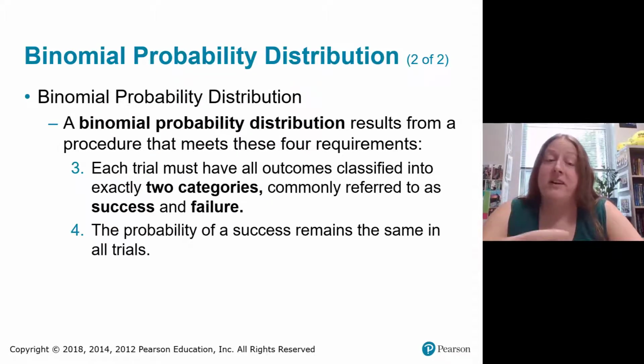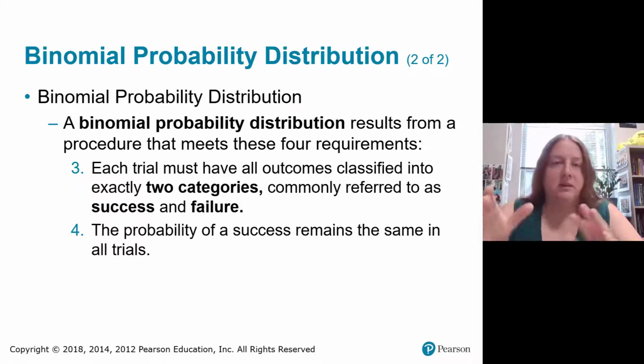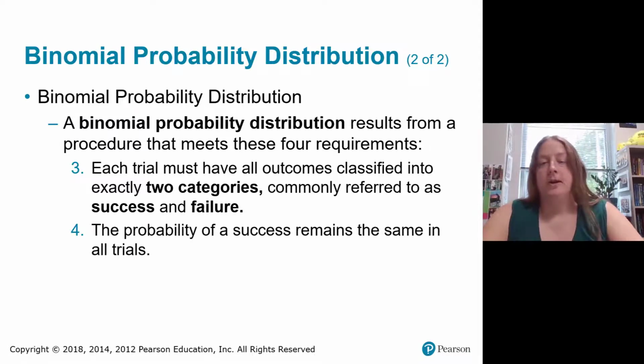So the fourth and final requirement is that the probability of a success remains the same for all trials. So it can't be changing as we move through the trials.